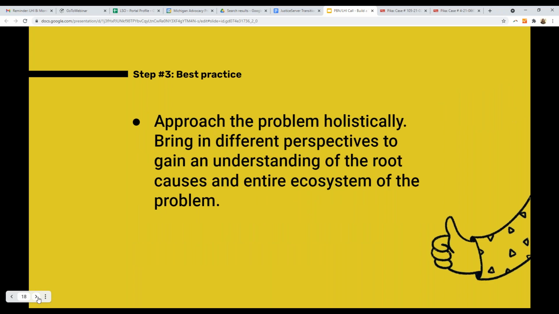Best practice here, approaching the problem holistically. So again, trying to remember the root causes, those systems, so that as you're thinking about solutions, you're also thinking about how and where that solution might fit into other resources, other systems and processes that are already in play.